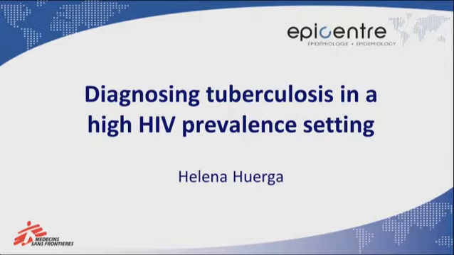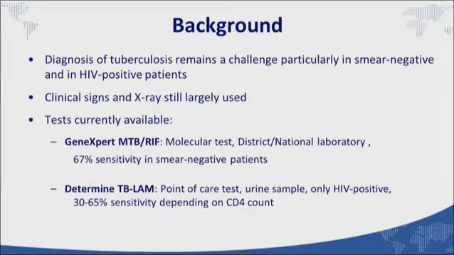So good morning, everybody. I'm going to talk about diagnosing tuberculosis in a high HIV prevalence setting. The diagnosis of tuberculosis remains a challenge, and since smear microscopy is still the main diagnostic tool used in peripheral settings, diagnosing smear-negative patients and HIV individuals is particularly difficult. So in these populations, clinical signs and X-ray are still largely used.